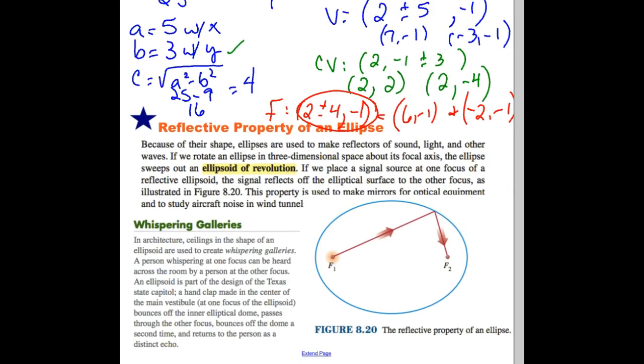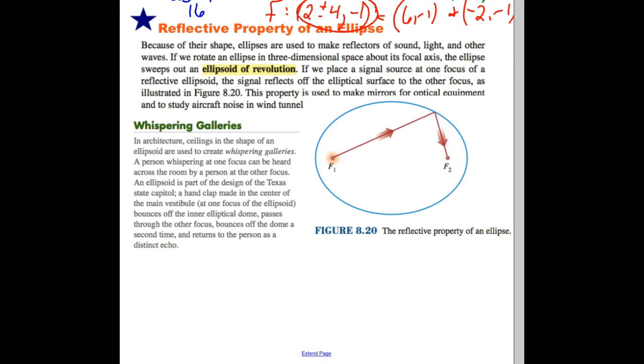All right, we're just going to look at a couple applications. That was our last learning objective for this section, on where you might see an ellipsoid used in the real world. Okay. It says, because of their shapes, ellipses are used to make reflectors of sound, light, and other waves. If we rotate an ellipse in three-dimensional space about its focal axis, the ellipse sweeps out an ellipsoid of revolution. If we place a signal source at one focus of a reflective ellipsoid, the signal will reflect off the elliptical surface to the other focus.